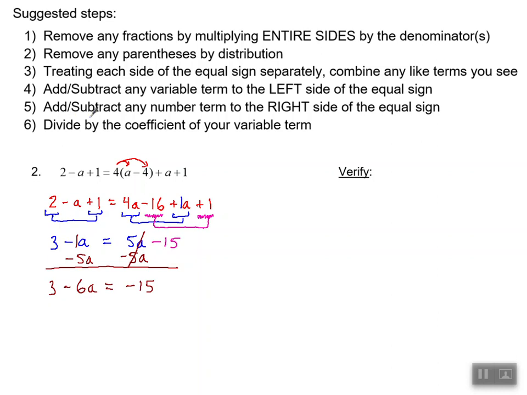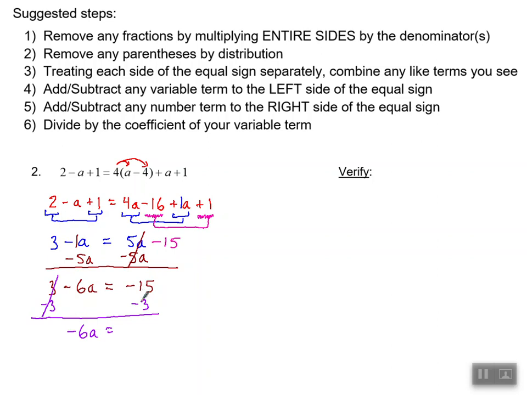Step 5. Add or subtract any number terms to the right side of the equal sign. Well, if I put my variables to the left side, I want to move my numbers to the right side. This is a positive 3, so I'm going to put a negative 3 right underneath it. I'm going to put a negative 3 on the other side, of course. I'm going to draw my line, and I'm going to cross that out because that makes 0. Negative 6a will be all by itself.